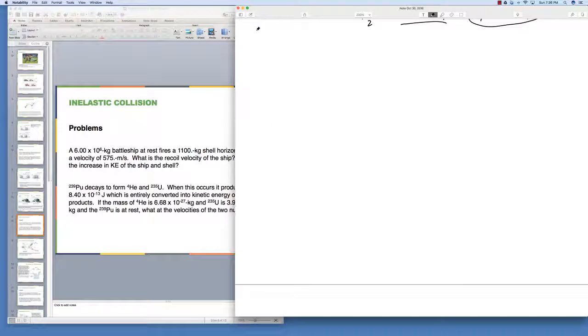Okay, so the first mass is the mass of the battleship, and that's going to be equal to 6 times 10 to the 6 kilos. The mass of the shell is 1100 kilos. Now, before the shot is fired, neither of these are moving, so the initial velocity of both of these is 0. After the shot is fired, this is what we want to find, and the shell is traveling now at 575 meters per second.